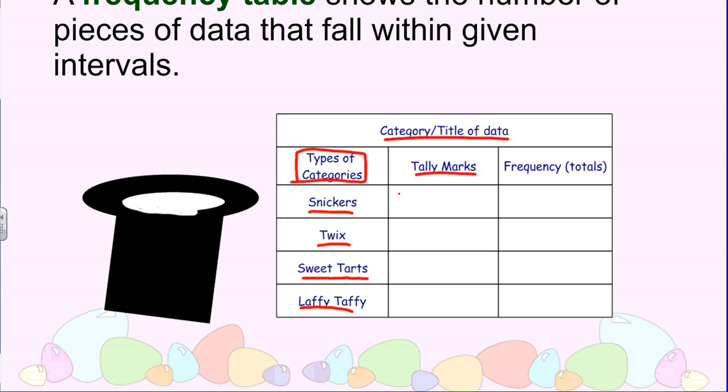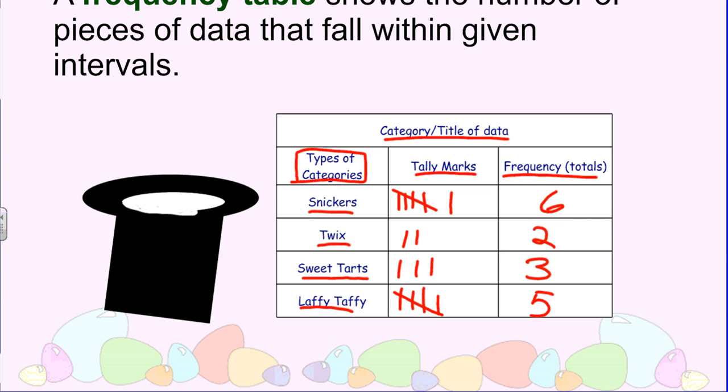Next, the middle category is the tallies. And you've probably seen the tally mark where you make a strike like this, and then when you get to 5, you make that slash mark. Okay, those are tallies. So we would keep the tallies in here, and maybe I make a 5 down there. And finally in the last column, this is where we put the actual frequency. How frequently is this category showing up? So Snickers evidently showed up 6 times, 2 for Twix, 3 for Sweet Tarts, and 5 for Laffy Taffy.